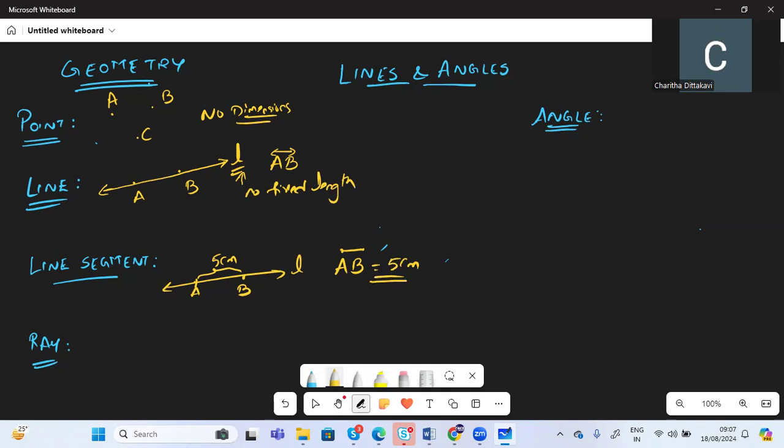Now coming to ray. All these concepts are already done for you in your earlier classes. I'm just going a little faster so that we can move ahead with the parallel lines and the angles formed by the parallel lines. That's our major concept. Now coming to ray.